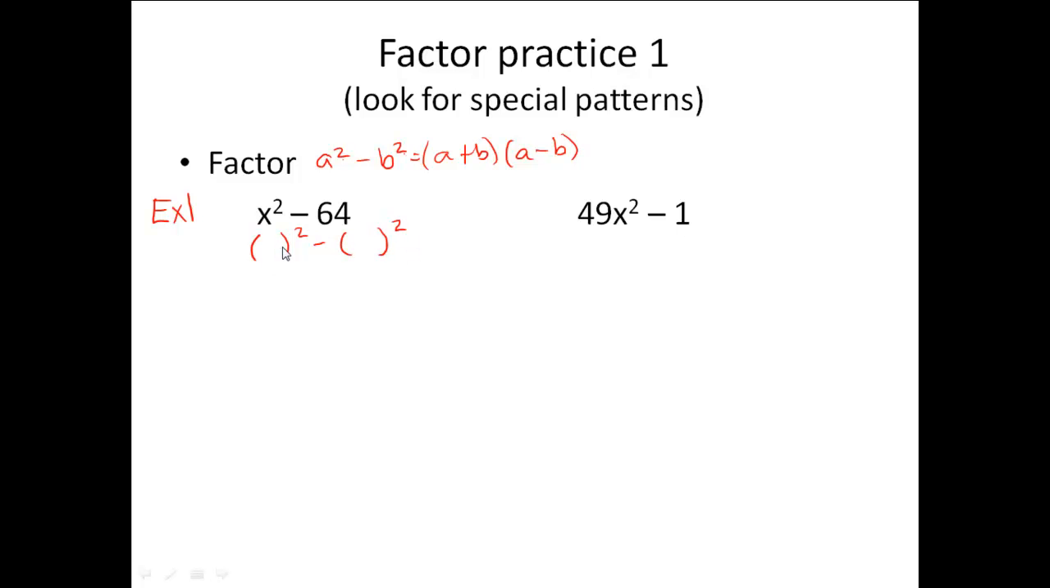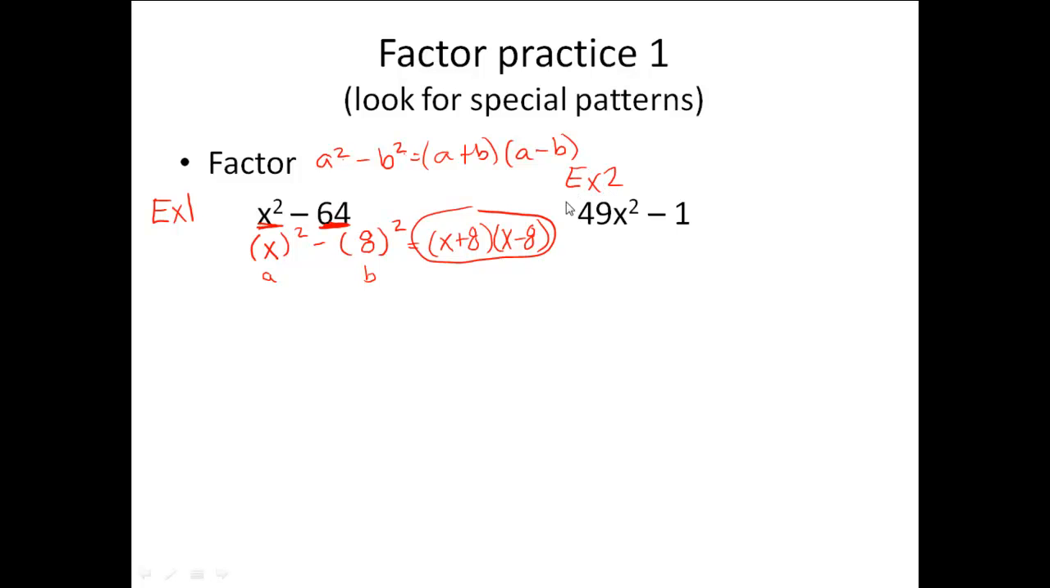So you want to ask yourself, what can I square to get x squared? Well, that would be an x. Then, what can I square to get this 64? That would be an 8. So I have now found what my a and what my b are. So my a is x and my b is 8. So when I factor this, I end up with x plus 8 times x minus 8. And we have it factored.